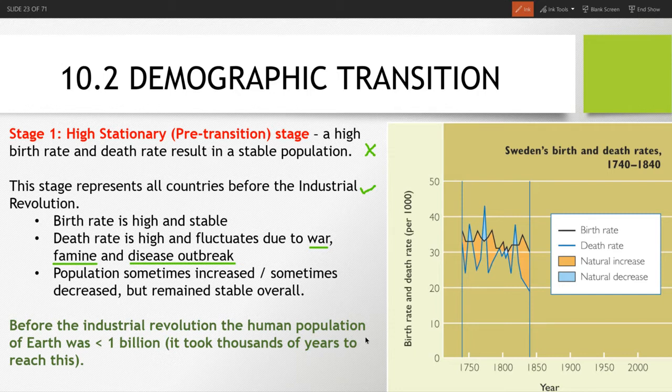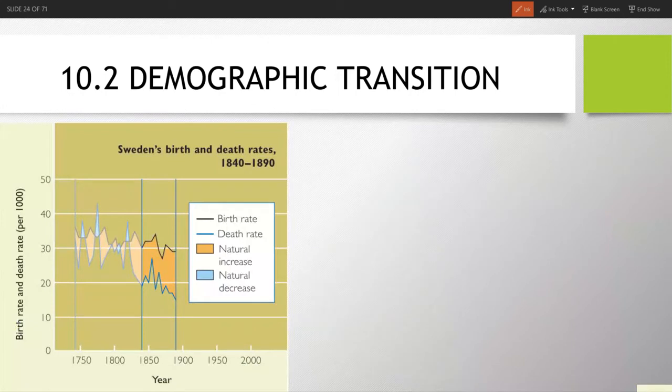So as a kind of a side note here, before the Industrial Revolution, the human population of the Earth was less than 1 billion, and it took thousands of years to reach that point. We already know from what we looked at in outcome 10.1 that after the Industrial Revolution, that number, the billions of the world population, starts to increase quite a bit. So let's go on to stage two.